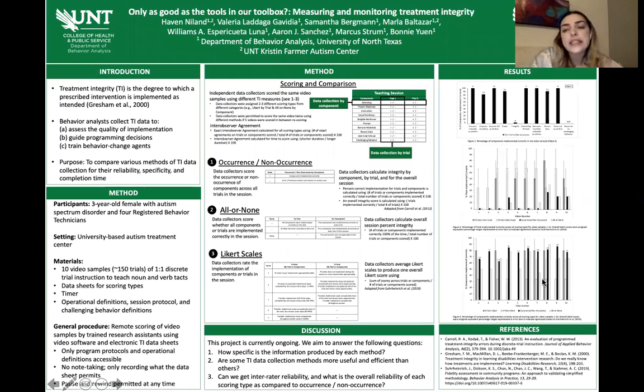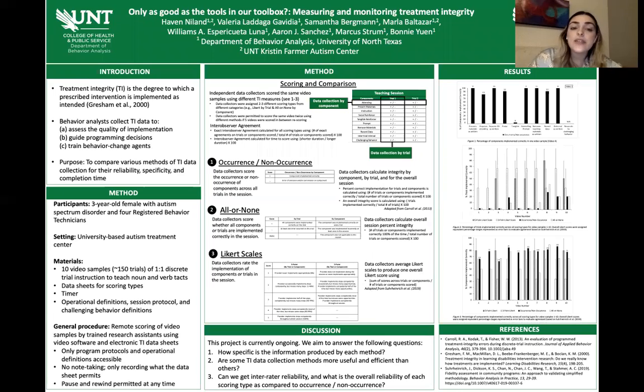Treatment integrity, or TI, is the degree to which a prescribed intervention is implemented as intended. Behavior analysts and other professionals often collect TI data to assess the quality of implementation, guide decision making, and train behavior change agents such as therapists.